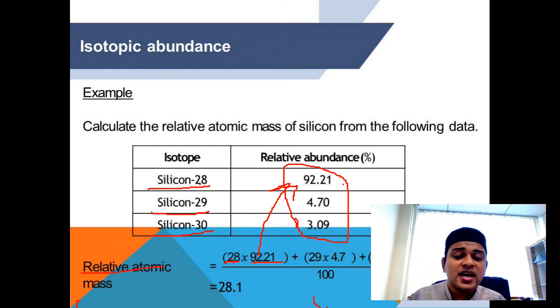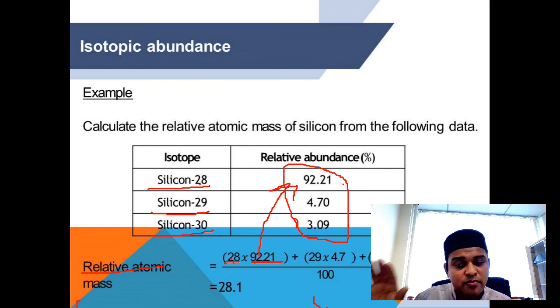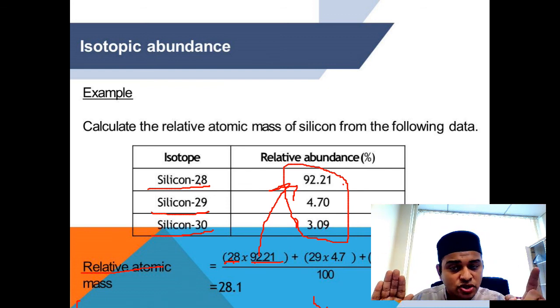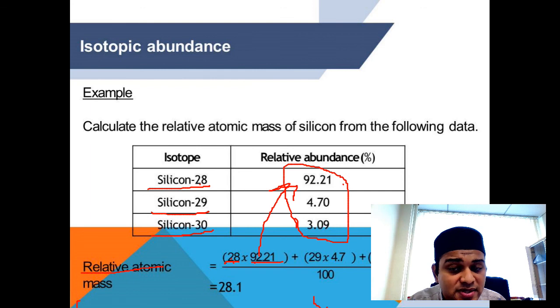Please keep in mind, guys, sometimes the question does not give you percentages, they give you a ratio. Please do not be confused. If they give you a ratio, do not be scared. Just use whatever ratio they give you. The formula is still the same: the molar mass times the ratio, plus the molar mass of the other isotope times its ratio, and you divide by, now not 100%, but the sum of all the ratios. I will definitely show you examples.